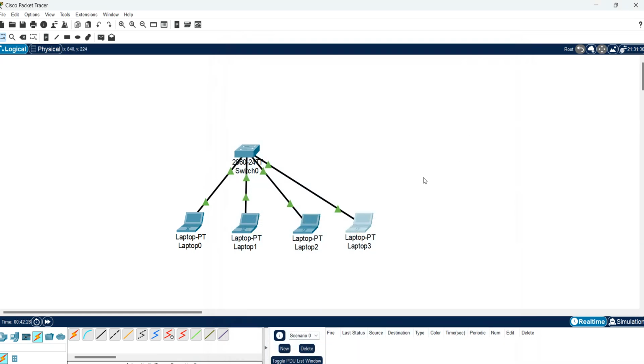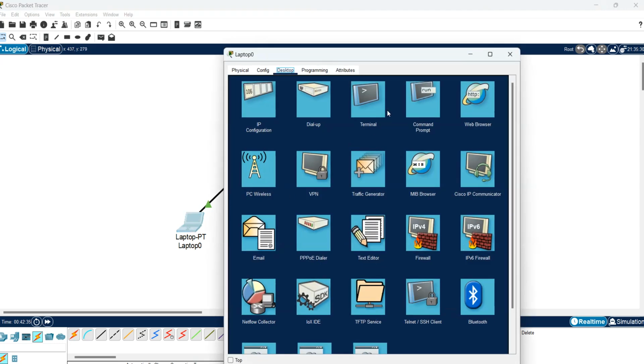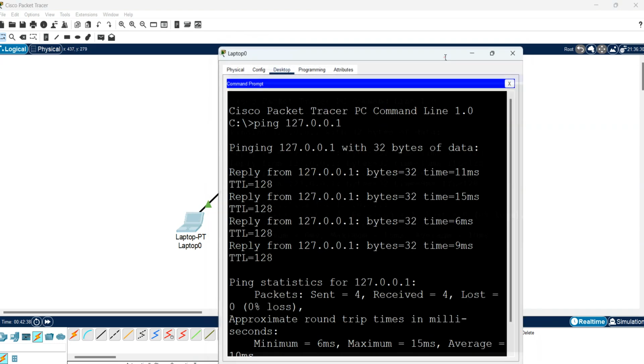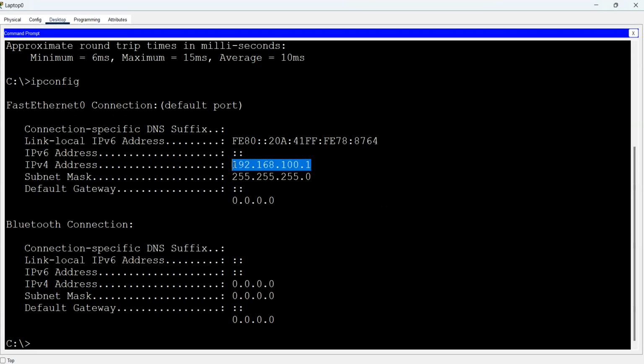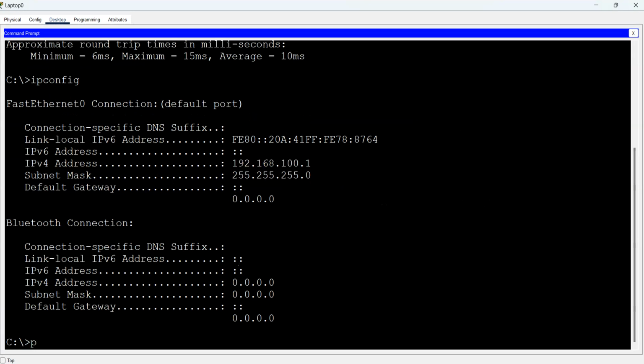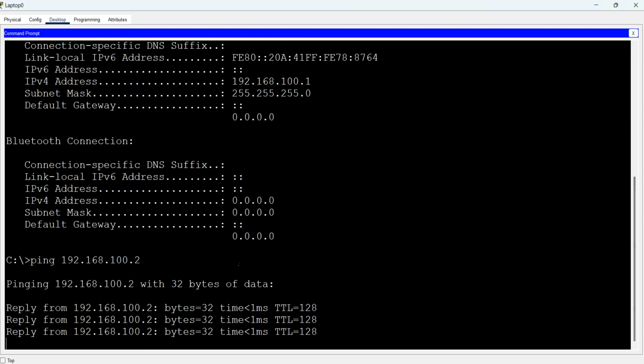A host is any device that gets an IP address. I want to test communication, I want to test connectivity between all these actual computers. What I could do is open the laptop, go to command prompt, and run ipconfig. I can see my IP address. And I want to go ahead and ping 192.168.100.2. If I get a reply, that means everything is good.